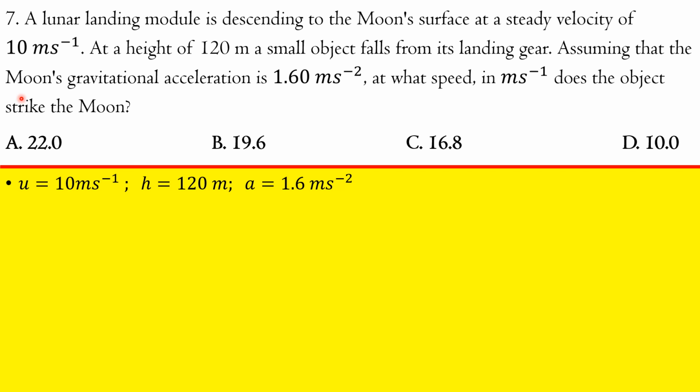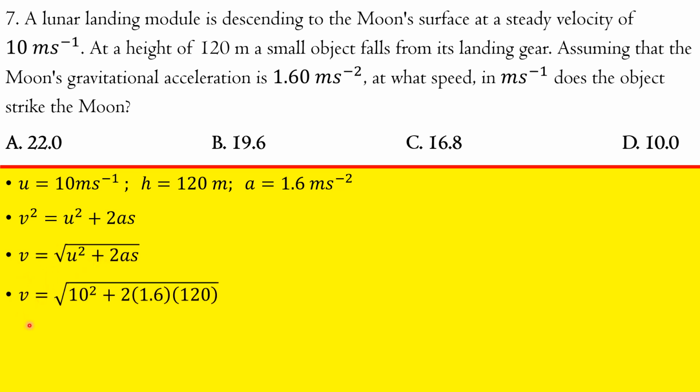So you realize that this thing is falling off, its initial velocity is 10 meters per second. That's just the key here. If you don't recognize this, you think that it's going to drop off with an initial velocity of 0. That's where you're going to have the problem. So the height there is h. Our a is 1.6 meters per second squared. So we're going to use our simple equation of motion, v squared equals u squared plus 2as. So just key in what we know, and our v is 22 meters per second. So our answer there is A.